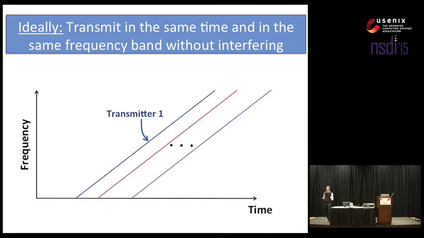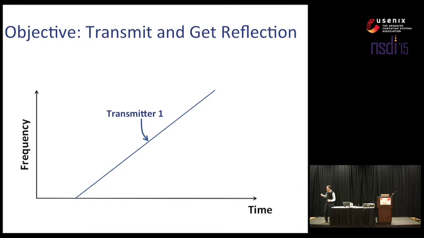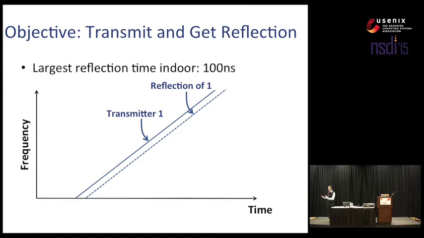Remember that the objective of our system is to transmit a signal and get its reflections. So when we transmit from the first antenna, we'll get a reflection that arrives after some time. Now, the really nice thing is that in indoor environments, all the reflectors are very close. So beyond 100 nanoseconds, you will stop getting any reflections. And all I need to do is to ensure that my second transmitter neither interferes with the first one or with its reflections. So I just need to delay it by an amount larger than the largest possible reflection time.